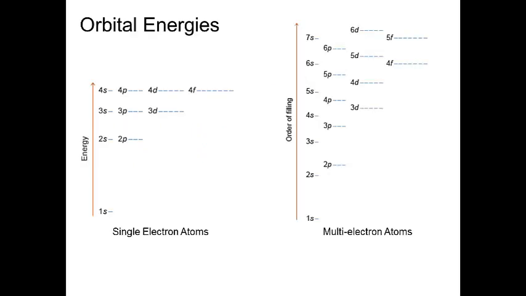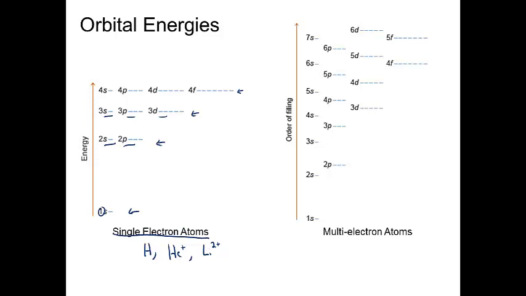Next, we're going to talk about orbital energies. The idea that's important here is that when you have a single electron atom, and that means really hydrogen, or you can have ions, like helium plus, which has a single electron, or lithium 2 plus, anything that has a single electron, the energies of the subshells depend only on the n value. The n value is the principal quantum number. So 2p orbitals and 2s orbitals have the same energy, 3s, 3p, and 3d orbitals all have the same energy, etc.